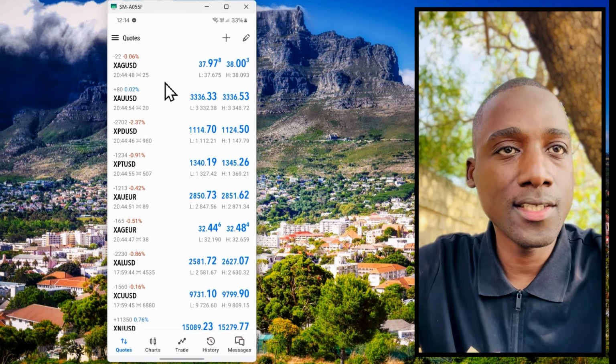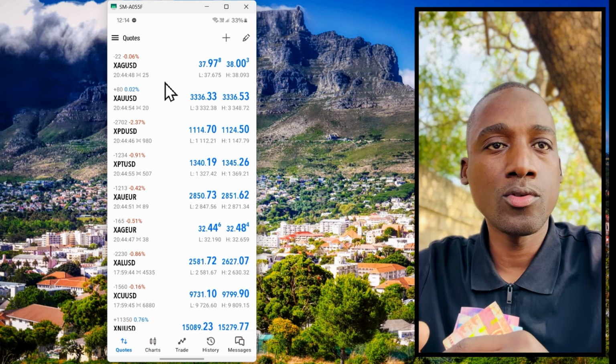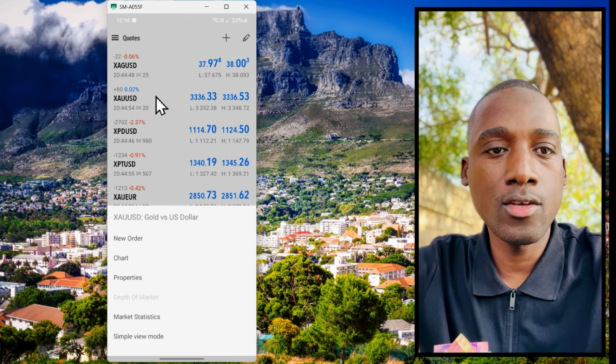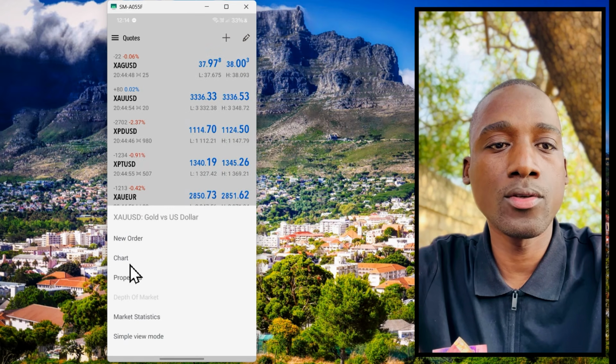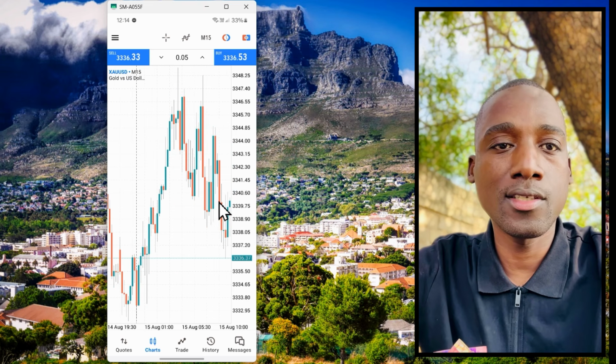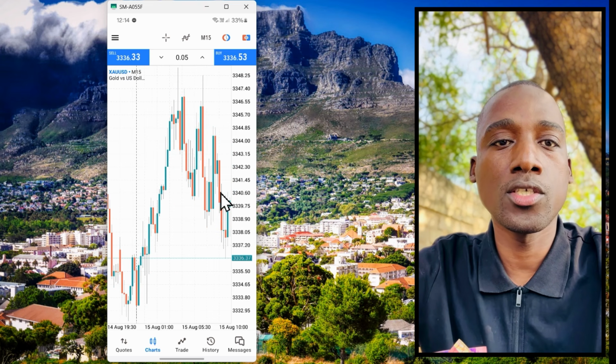Now, you select any financial asset. With the Bozza strategy, you select any financial asset that you like. Let's select XAUUSD, which is gold versus the US dollar. We go to the chart. If you're an advanced trader, it's also a good thing for you to watch this tutorial.